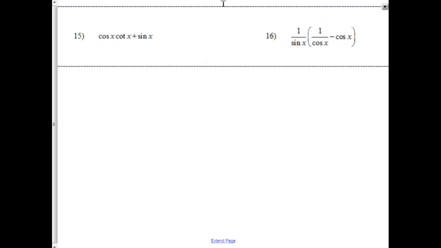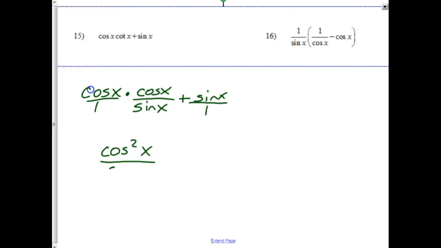Alright, last two. Get them written down and we'll go through them. Cosine x times cotangent x plus sine x. Well, we want everything in the same terms, so let's change everything again. So cosine x times cosine x over sine x plus sine x. Since I have a fraction, I'm just going to put it over 1, just to see what that's going to do for me. The first one, cosine times cosine, is just cosine squared x over sine x plus sine x over 1.